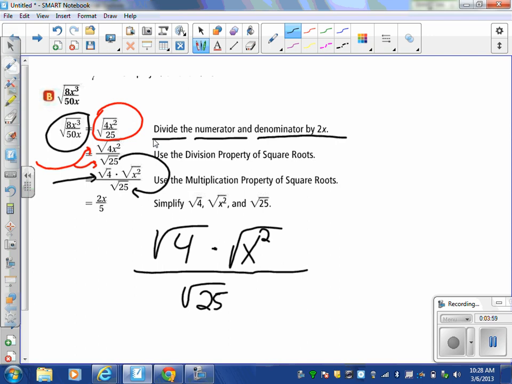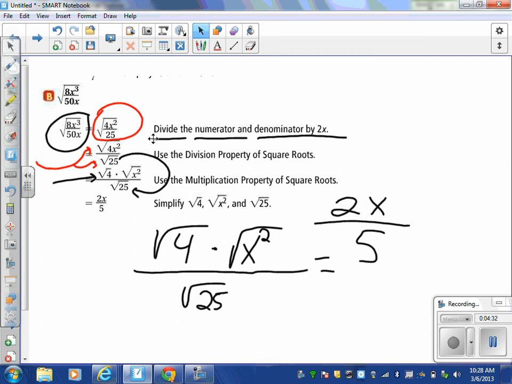Then we just have to look at those numbers in the square root sign. What is the square root of 4? That's correct, 2. What is the square root of x squared? Again, correct, x. And the final one, what is the square root of 25? Answer is 5. So your final answer is 2x over 5.